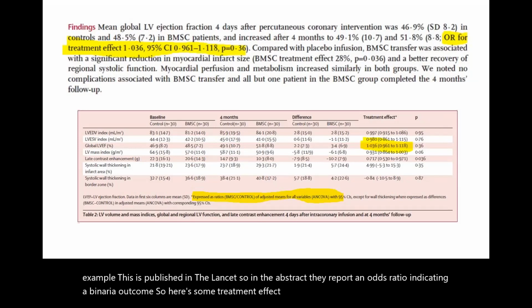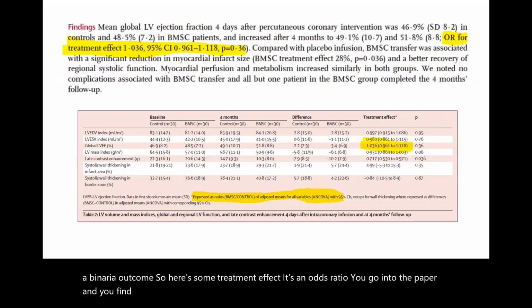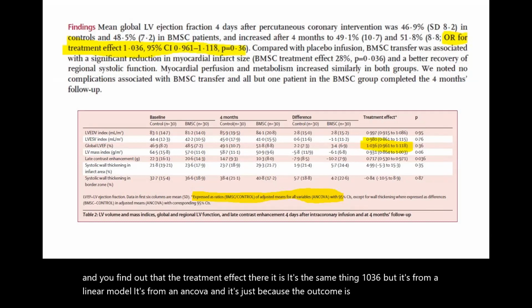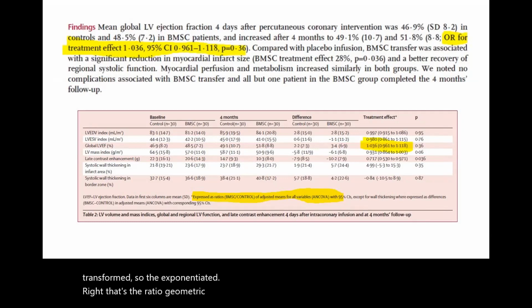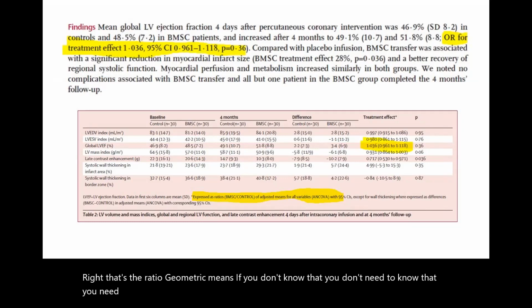You go into the paper and you find out that the treatment effect, there it is, it's the same thing, 1.036, but it's from a linear model. It's from an ANCOVA. And it's just because the outcome is log transformed, so they exponentiate it, right? That's a ratio of geometric means. If you don't know that, you don't need to know that. You need to ask the statistician that. But the point is that it's not an odds ratio. And so this stuff might be very kind of ticky, but it's not.